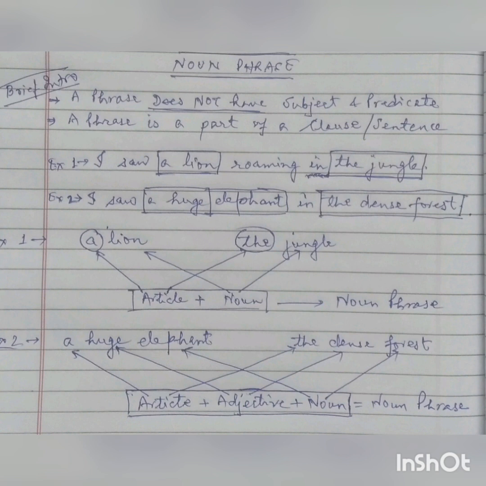So what is a phrase? Students, two things have to be remembered. Number one, a phrase is a group of words that is a part of a clause or a sentence. What is the difference between a phrase, a clause and a sentence? Because you might wonder, a clause is also a group of words and a sentence is also a group of words. So then what is the difference between a phrase and a clause and a sentence?